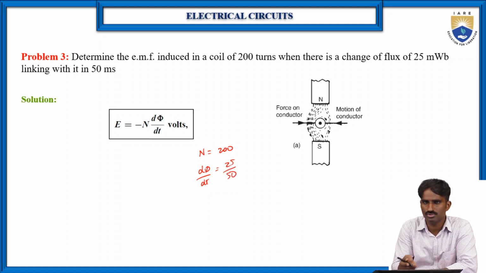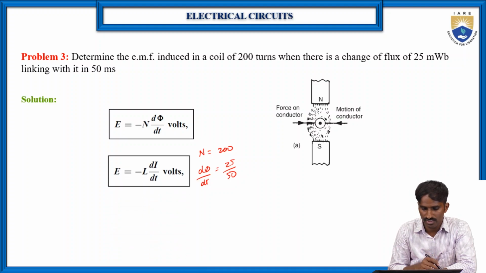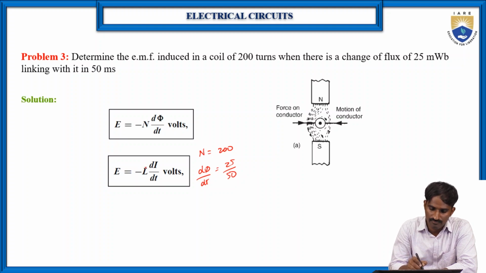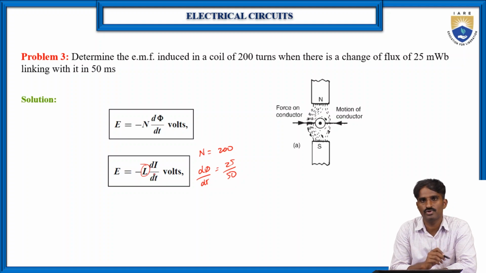Both are milli, so we don't need to take care of that. So 25 into 10 to the power of minus 3 by 50 into 10 to the power of minus 3. Then substitute here. Or in other words, the EMF induced in that particular coil also depends on the self-inductance of that coil and the rate of change of current flowing through that coil.